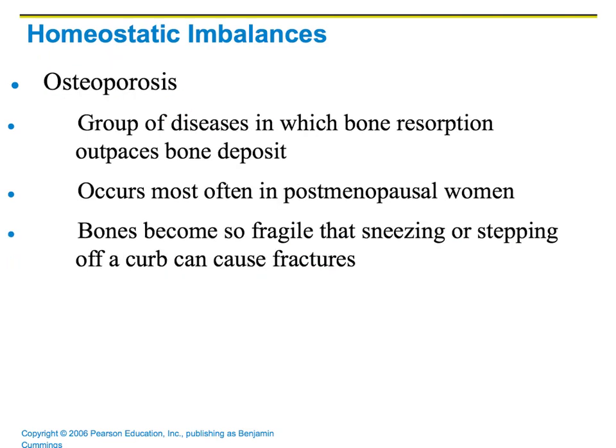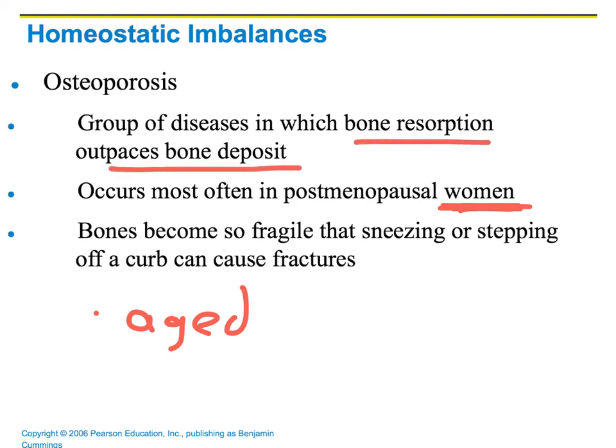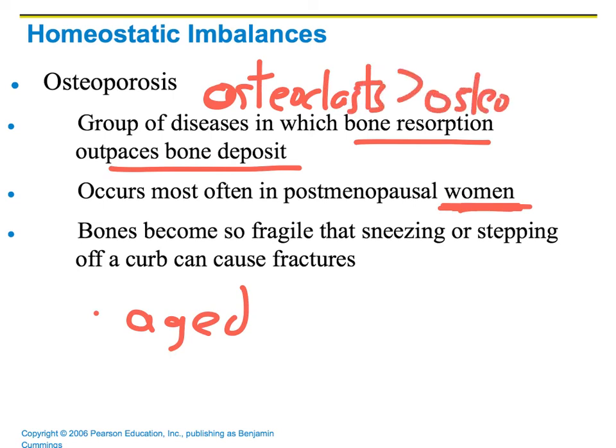And osteoporosis, which is common in the aged, more commonly in women, where it's a hormonal cause mostly. So bone resorption outpaces bone deposition. So what we have is osteoclasts, that's an O, are outworking the osteoblasts. And this is treated with usually calcium supplements.